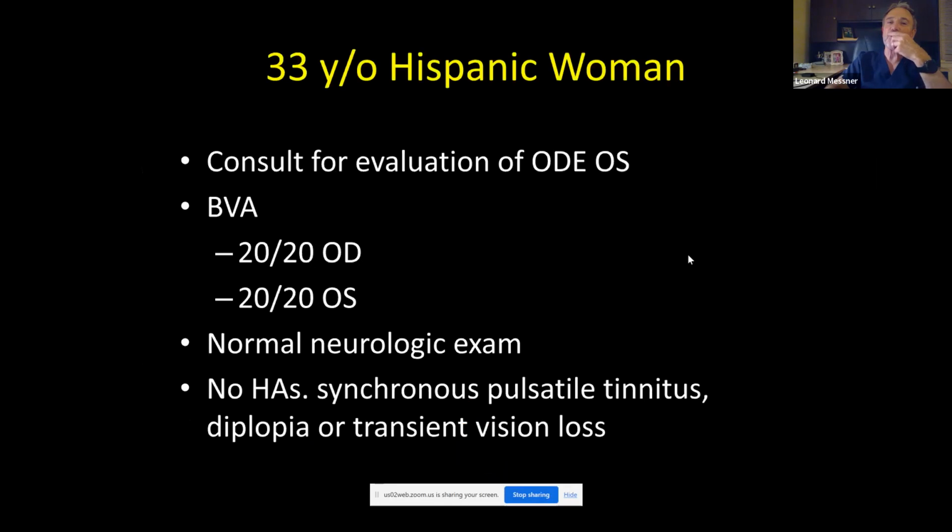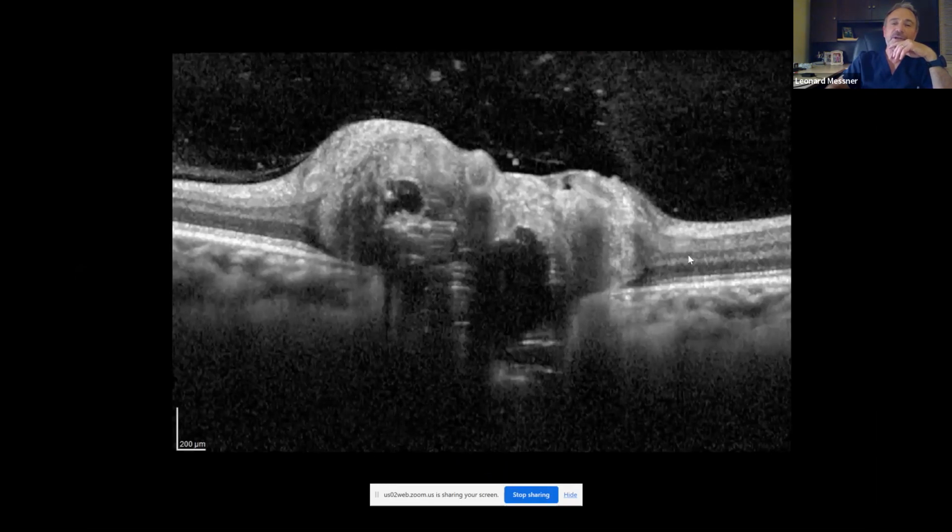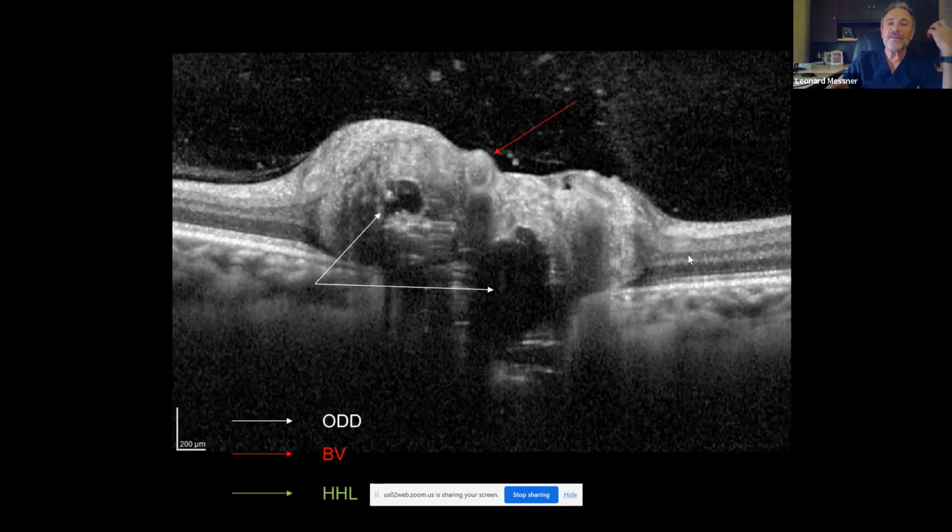This is a 33-year-old woman who was sent to me for the evaluation of what appeared to be optic nerve swelling in her left eye. She has 20/20 vision in each eye, a normal neurologic examination, no headaches, no synchronous pulsatile tinnitus. Looking at her optic nerve, it's elevated, with absence of the cup, but she has these very profound ovoid mass-like structures with hyporeflective interiors, or a signal-poor core. These are the optic disc drusen.